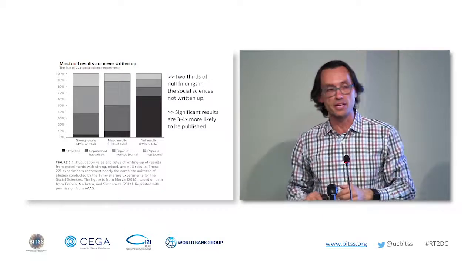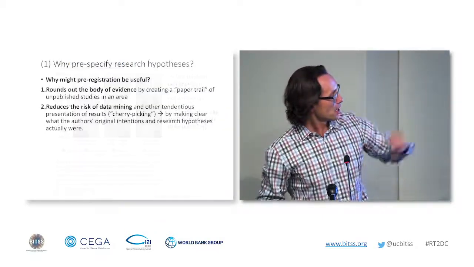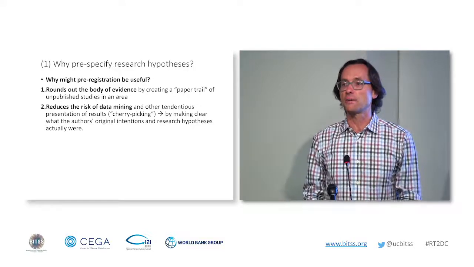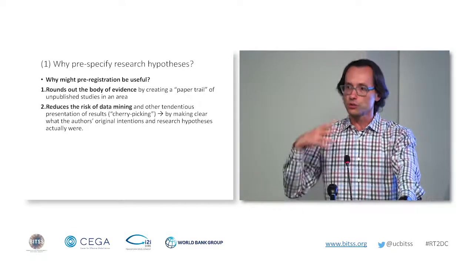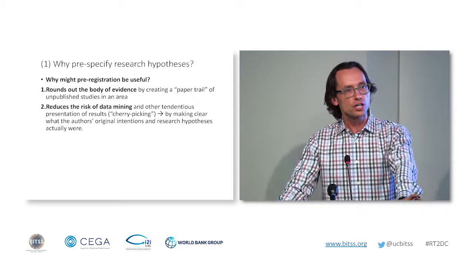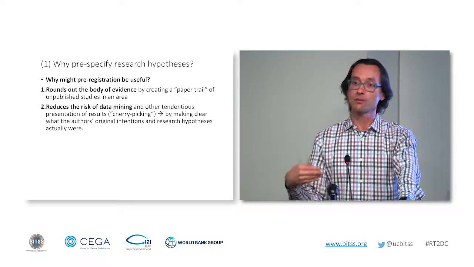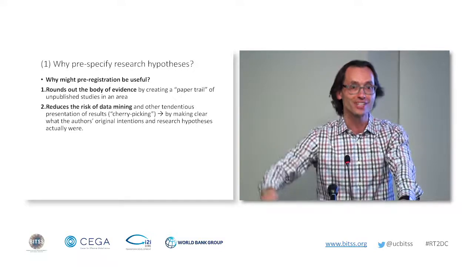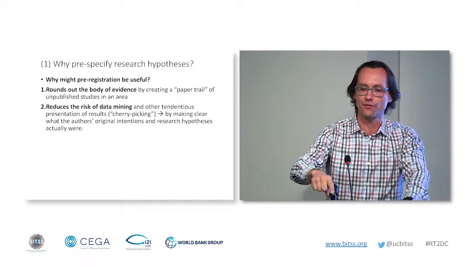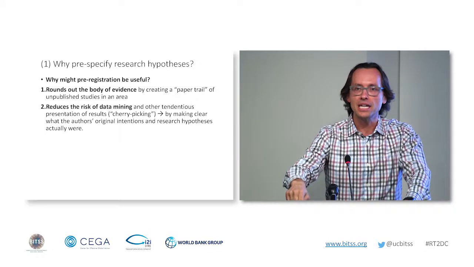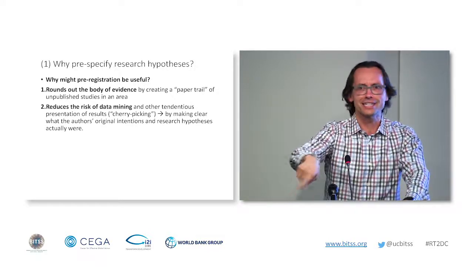So that's great for meta-analysis. Okay, point 2. The existence of a registered hypothesis document may reduce the degree of data mining and other sort of biased reporting of results or cherry picking, because now there's some accountability. If I send this paper off to a journal, referees can pull my pre-analysis plan and say, wait a minute, you said you were going to test the effect of A on B, but now I don't see anything related to A and B in your paper.